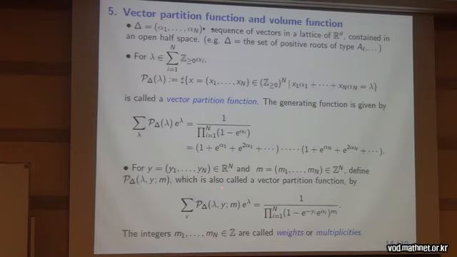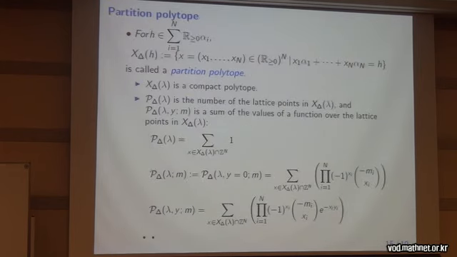by this identity. It is a little bit complicated, but it has a similar structure. It is also called a vector partition function, and the integers mi that appear as powers are called weights or multiplicities. And next, I want to introduce the notion of partition polytope.